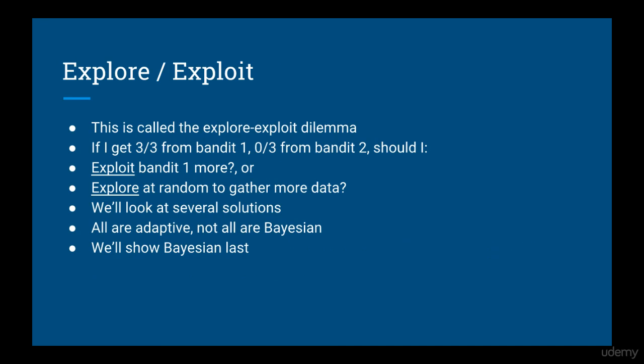So this problem has a name, and it's called the explore-exploit dilemma. The question is, if I've gotten 3 out of 3 prizes on one bandit, and 0 out of 3 prizes on the other bandit, should I exploit the first bandit more, or should I explore so that I can collect more data and be more sure about each bandit's win rate?